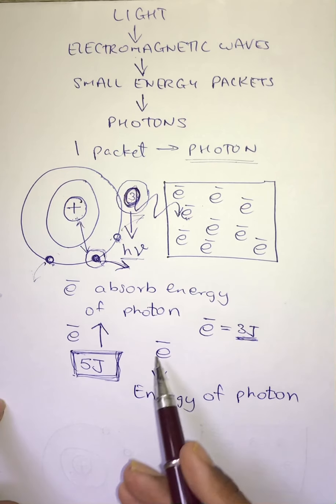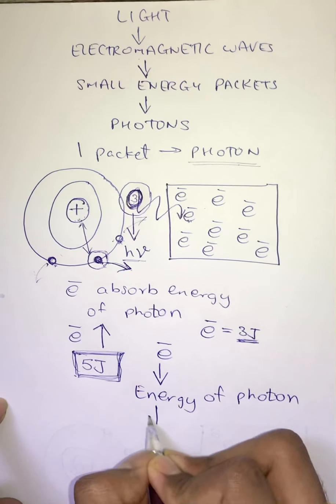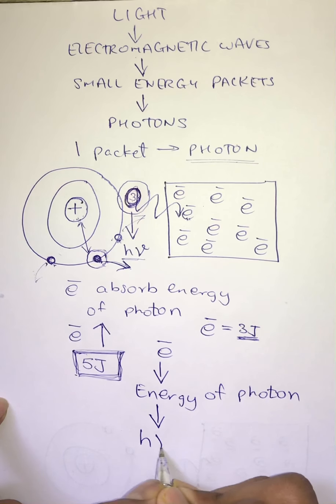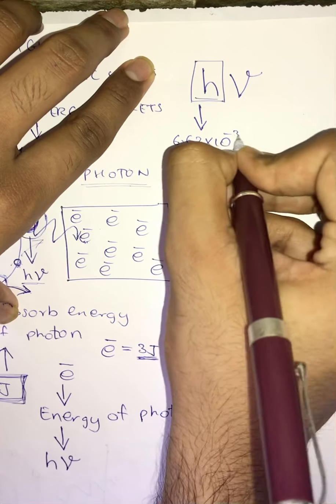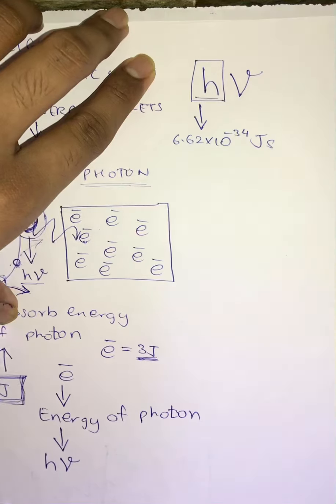Now, since this electron depends on the energy of photon, what is the formula for energy of photon? H into mu. Now I want you all to focus on this formula, which is nothing but H mu. Here what you observe is that this H is nothing but the Planck's constant. Am I right? This H is Planck's constant. And what is the value of this H? The value of H is nothing but 6.62 into 10 raised to minus 34 joule second.